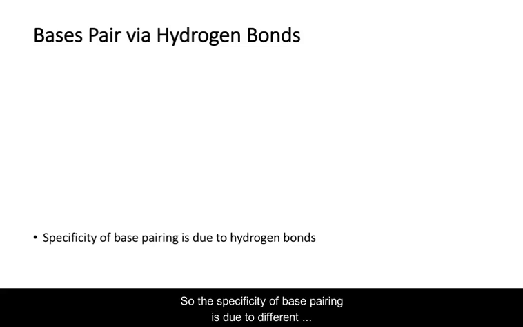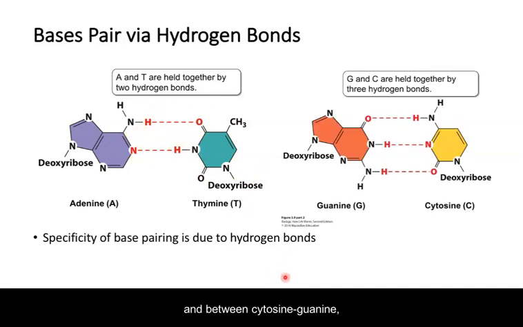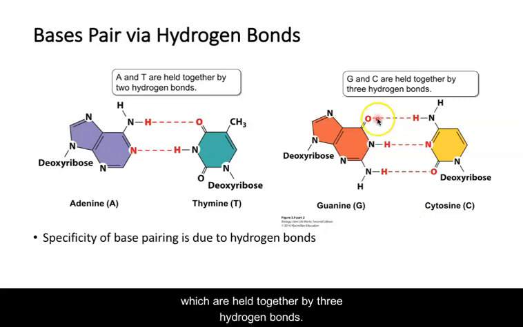The specificity of base pairing is due to different hydrogen bonds that form between adenine and thymine, which are held together by 2 hydrogen bonds, and between cytosine and guanine, which are held together by 3 hydrogen bonds. These hydrogen bonds are formed when an electronegative oxygen or nitrogen atom in one of the bases shares a proton with another electronegative atom in the base across the way.